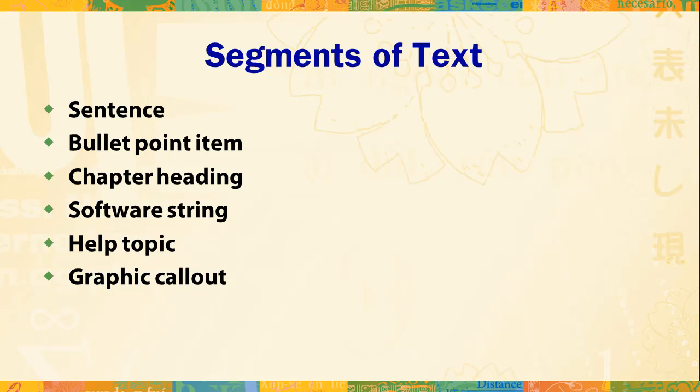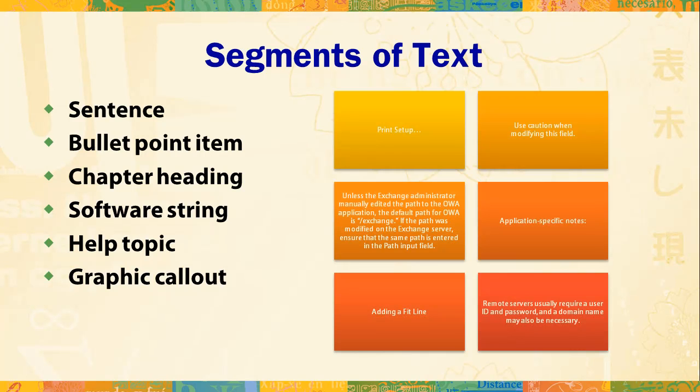Software strings are stored as segments of text, so a menu item or a button on a dialog box or a string with some error message. Could be a help topic, or even a graphic callout with text identifying a portion of a graphic. Here are a few examples of the types of source content you might find in a segment of text. Something like print setup from a menu, or a longer type of message that you would see either in software or a sentence of documentation.